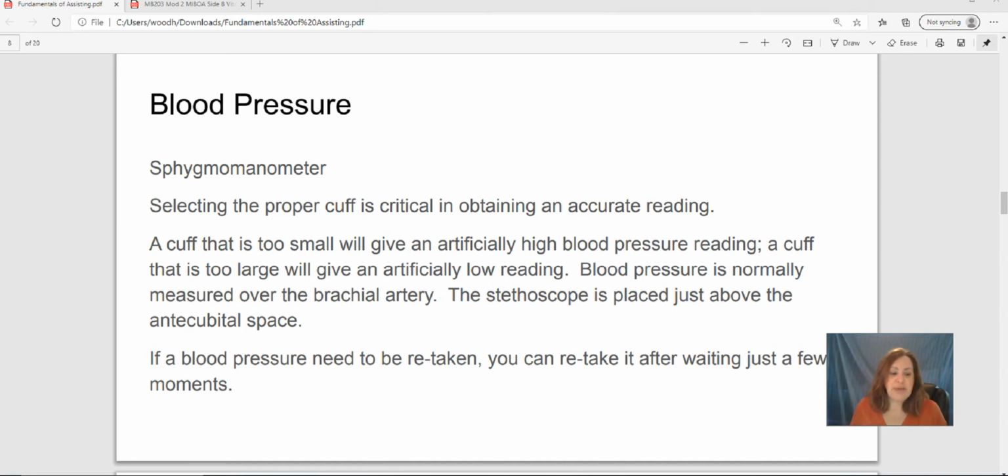Okay. If a blood pressure needs to be retaken, you only have to wait a few moments, like 20 seconds. You don't even need that long. If we were in the classroom and you were taking my blood pressure and you had to do it twice, that's fine, no big deal. But if you needed to do it a third time, I would personally ask you to change arms because my arm probably hurts at that point.